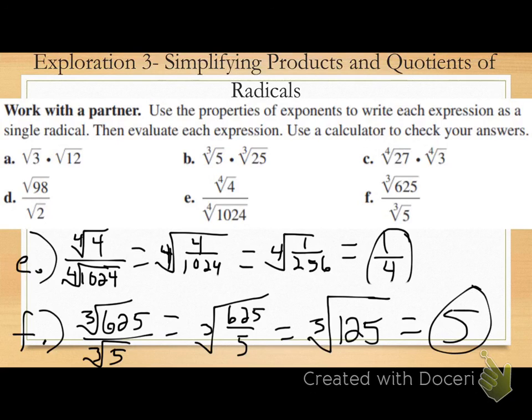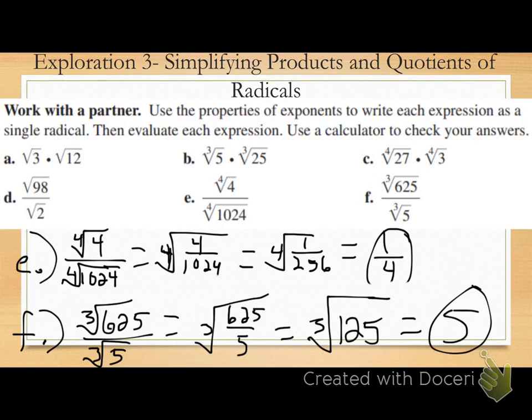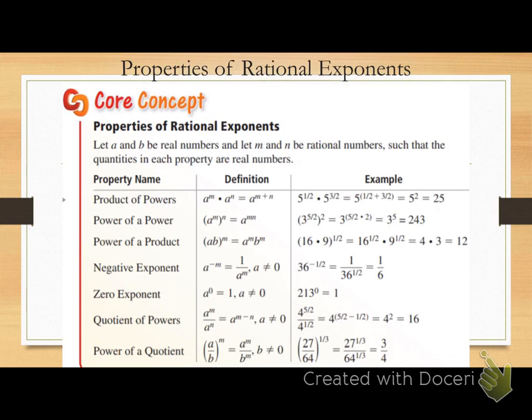Can I go ahead and move on? Are we still writing, or am I good to move on? All right. So here's our properties of our rational exponents. We kind of covered those already. You'll probably want to write this down, though, but we'll do that on Thursday. Any questions before I end my recording?